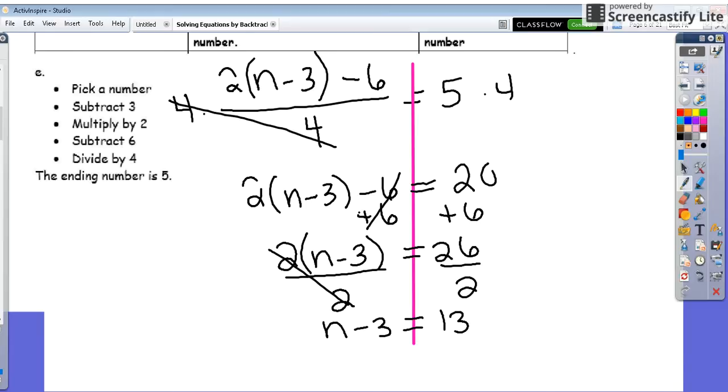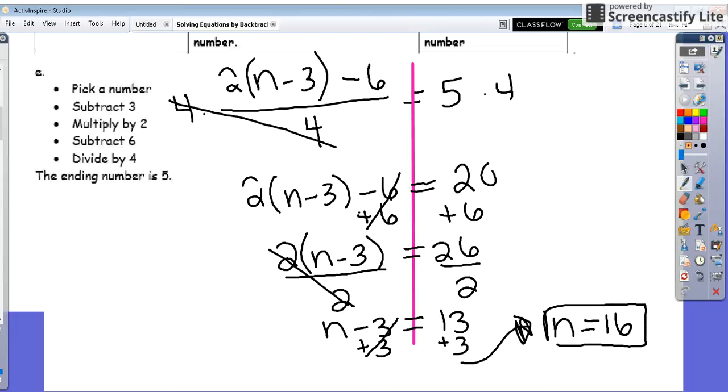Pick a number, subtract 3. So I'm going to add 3. And I end up with, and I'm just going to put it over here, I end up with n equals 16. Okay, and that's our solution. So if we were to plug this 16 in up here, our left-hand side would equal our right-hand side. And that's our solution. That's the number that we can plug into the equation that makes the equation true. Okay?